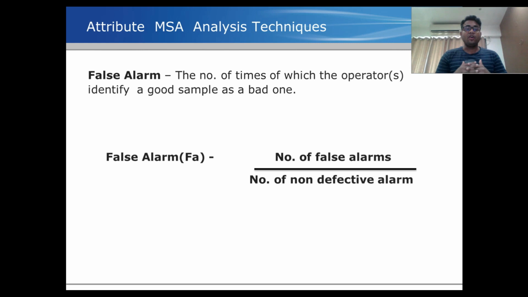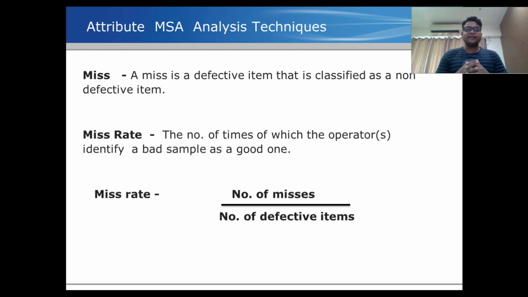So what is false alarm? False alarm means how many times an operator measures a good sample as a bad one. It means how many times he says an okay product is a not okay product. Miss rate measures how many times the operator says that a bad product is a good product. So it is called miss rate.